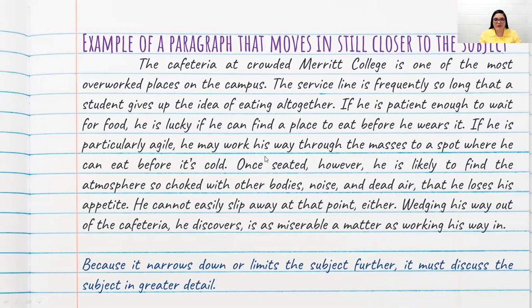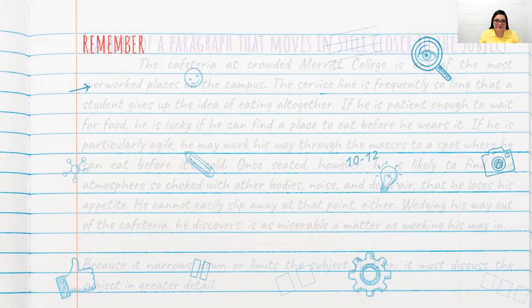Even though this paragraph is not the best and does not contain a concluding sentence, here the writer moved to a more specific idea, the cafeteria, and then he exemplifies what happens in the cafeteria. So he developed his topic sentence. Because it narrows down or limits the subject further, it must discuss the subject in greater detail. Because he specified more and more, the specifics were explaining the topic sentence. Understood? I hope you understood it.